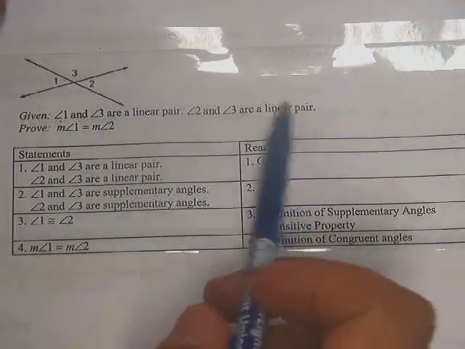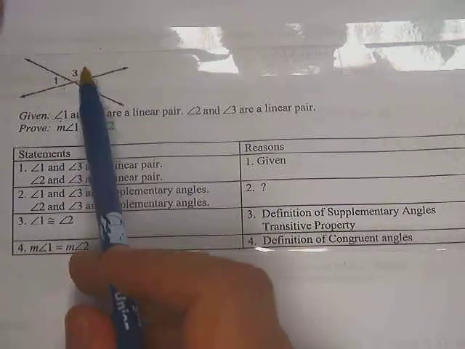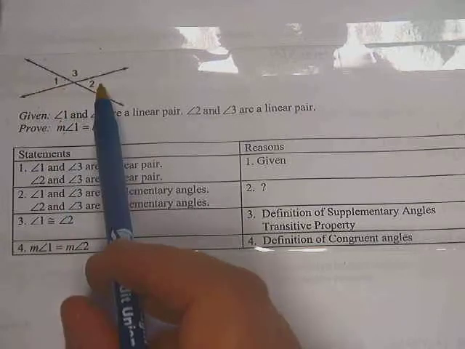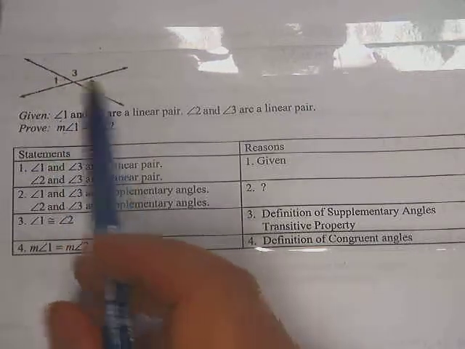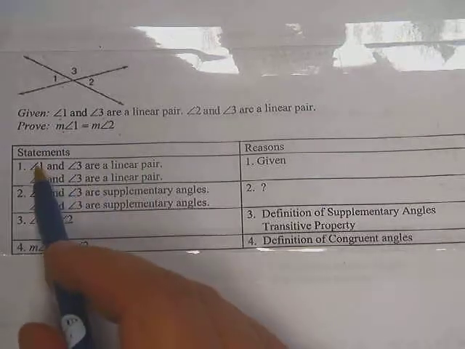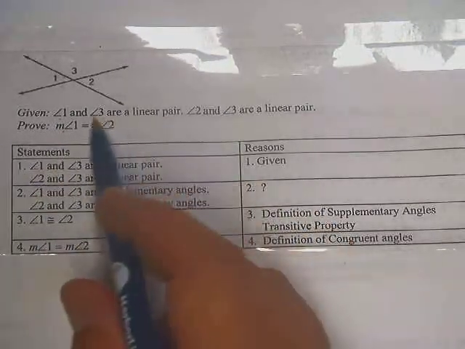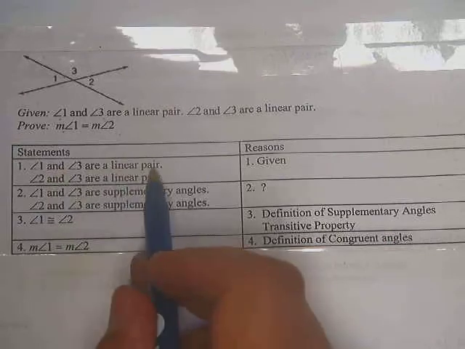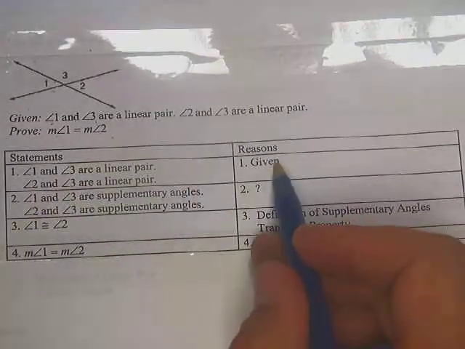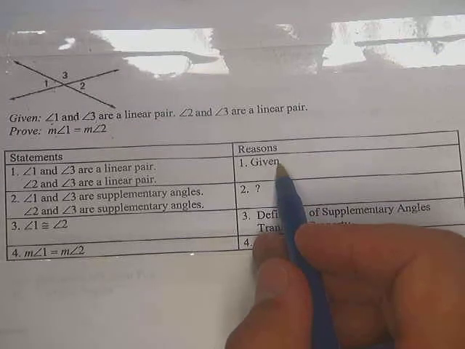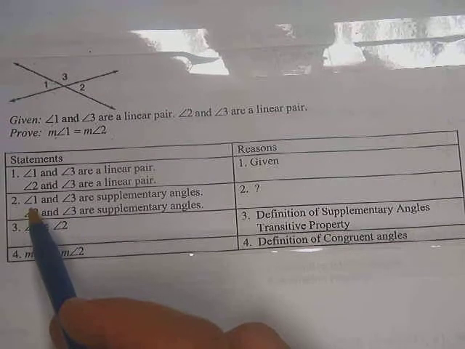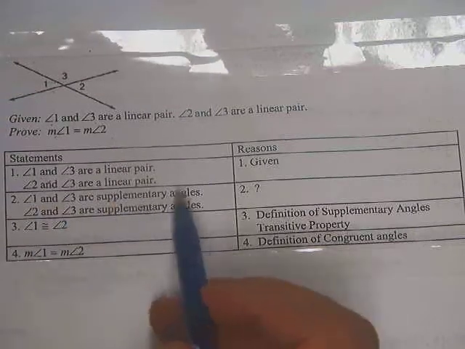Now here, it has a diagram up here, and it says given angle 1 and angle 3 are a linear pair. Angle 2 and angle 3 are a linear pair. Remember linear pair, right next to each other? We agree with that, right? They want us to prove measure of angle 1 equals measure of angle 2. And those would be, remember, vertical angles? Yeah. So we start off with listing the two given statements. Angle 1 and angle 3 are a linear pair. Angle 2 and angle 3 are a linear pair. And the reason for that is given.